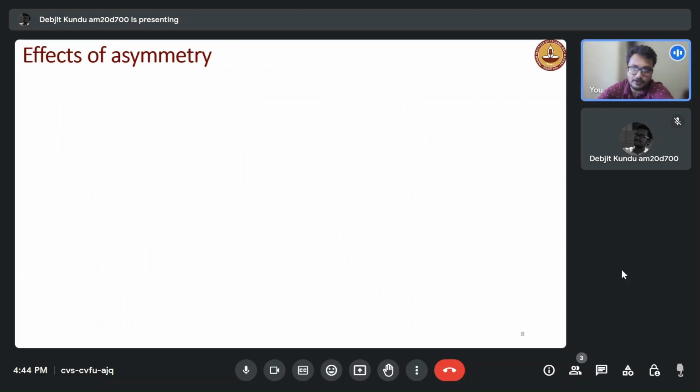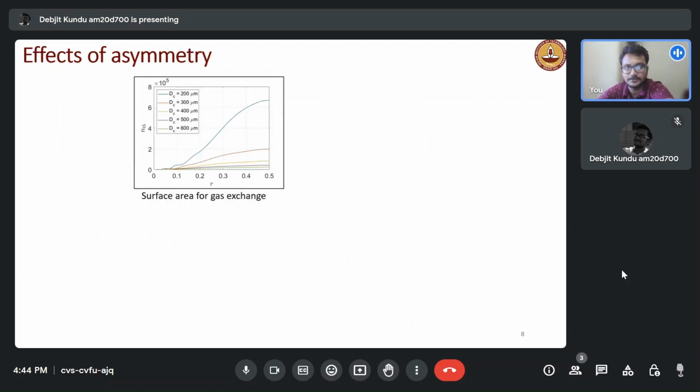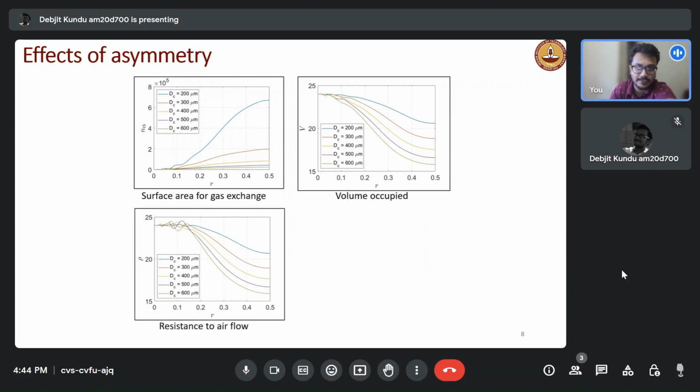We now look at the effects which asymmetry has on each of these parameters. In the first figure, we look at the variation of surface area with the value of R, and we can see that the surface area is maximized for R equal to 0.5, which is symmetry. With increasing asymmetry, or decreasing R, this value decreases. Similarly, for volume as well as resistance to airflow, which should be minimized, we can observe that these are minimized at R equal to 0.5, that is symmetry. But in real lungs, there is a certain asymmetry, R equal to 0.326. Now, that seems to hurt the optimal lung design if we take only these three parameters into account.